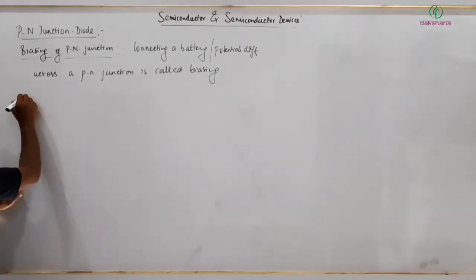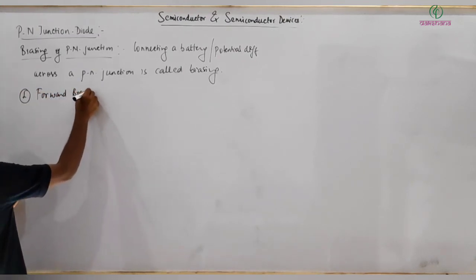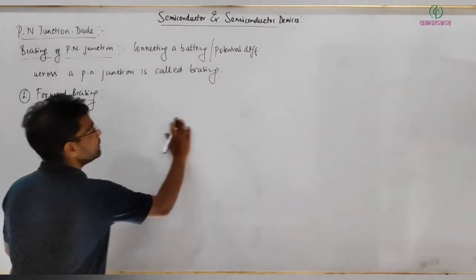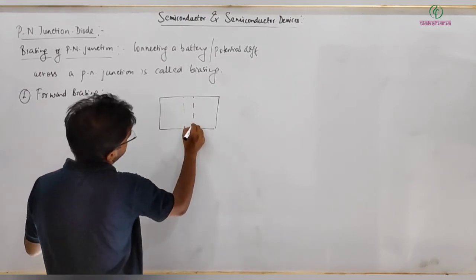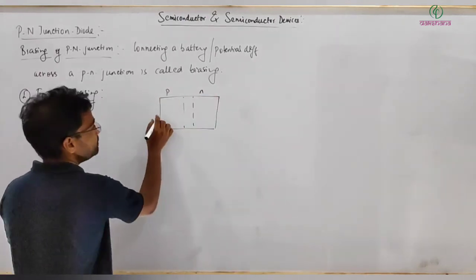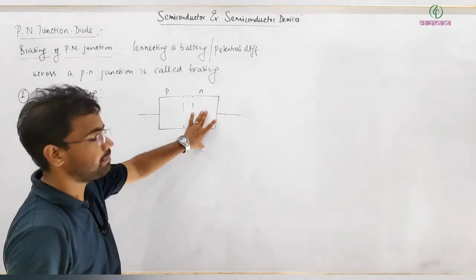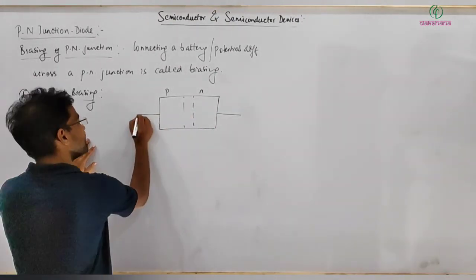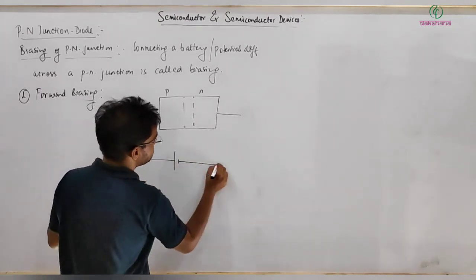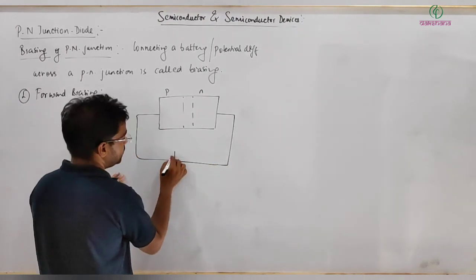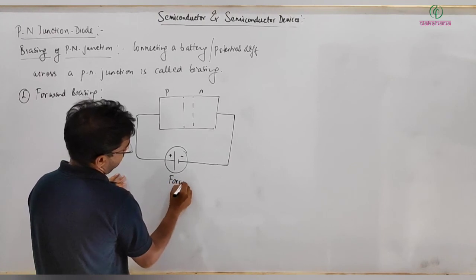So one we define is forward biasing. What does it mean? Here we have a p-n junction with a depletion region. This is the p side, this is the n side. Normally when we say p, it is similar to positive, and n means negative, but actually n means n-type and p means p-type. So if it is connected in this manner, where the p side is connected to the positive terminal and the n side is connected to the negative terminal of a battery, this biasing is called forward biasing.